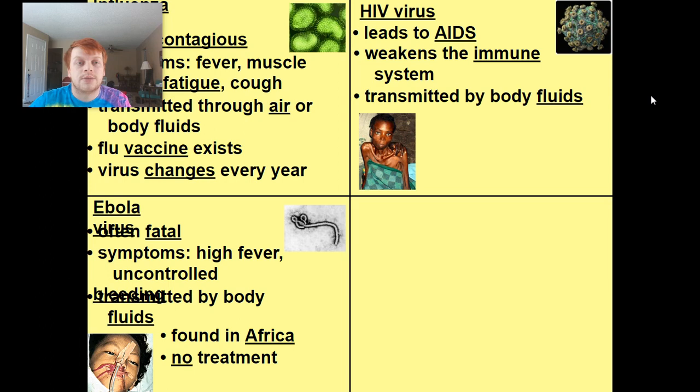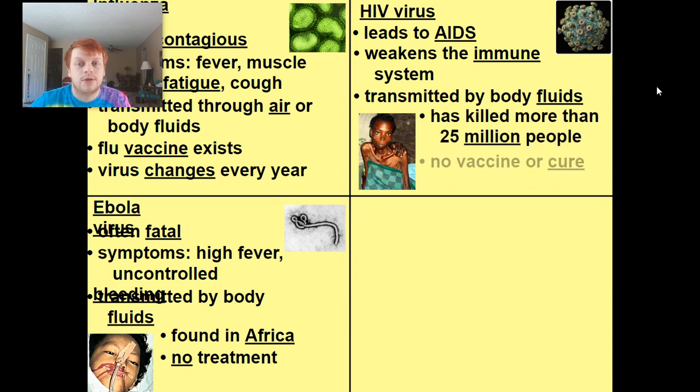And HIV is transmitted by bodily fluids as well. So this is a sexually transmitted disease. It's killed more than 25 million people. And at present, we do not have a vaccine or a cure. Though we do have preventative pills called pre-exposure prophylaxis, or PrEP, that if you take daily can keep you from contracting the virus from someone who has been infected.